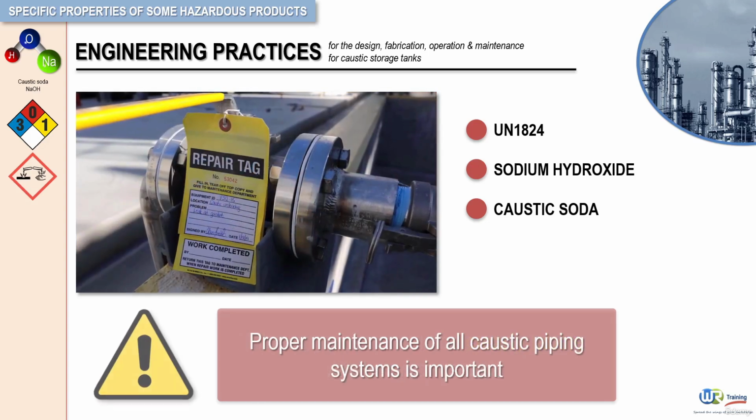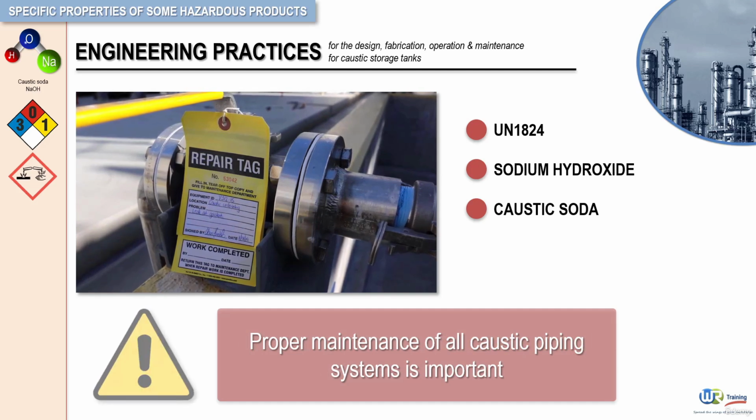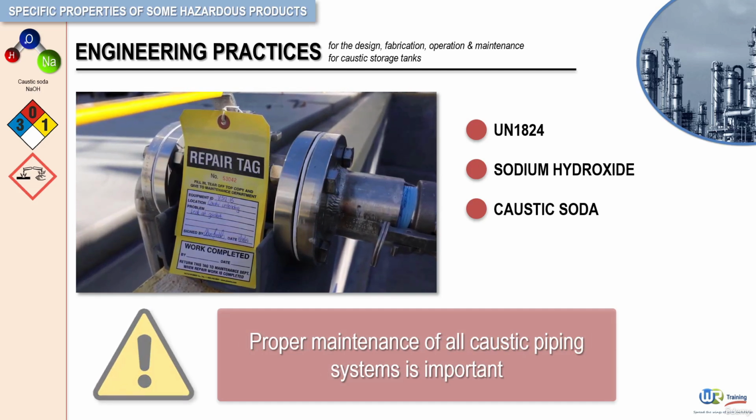Finally, proper maintenance of all caustic piping systems is important. All leaks should be isolated and repaired as soon as possible.